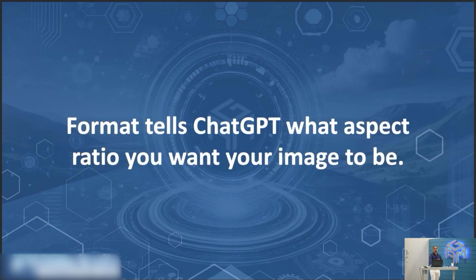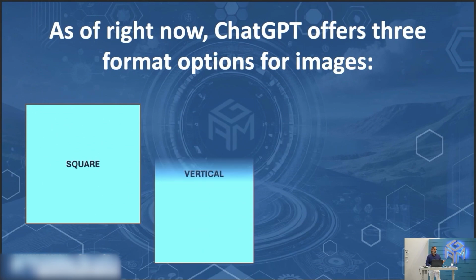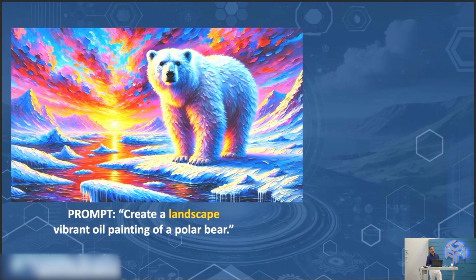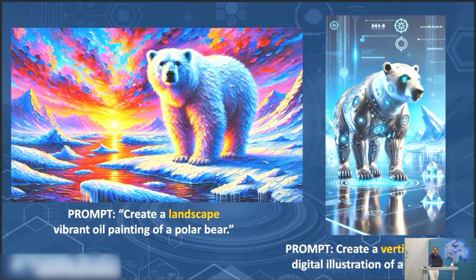Formats. Format tells ChatGPT what aspect ratio you want your image to be. Again, we're talking about ChatGPT, which right now has this thing called DALL-E 3. When I started using it, it was DALL-E, and then DALL-E 2. And now we have DALL-E 3, and it's integrated inside. So a simple square, vertical, landscape. As simple as that. So create a landscape, vibrant oil painting of a polar bear. Check that out. Or create a vertical, futuristic digital illustration of a polar bear.